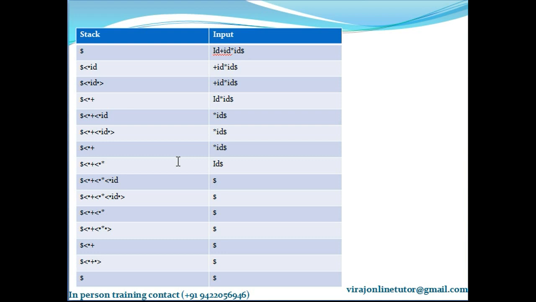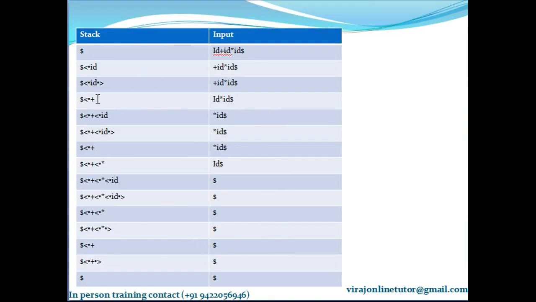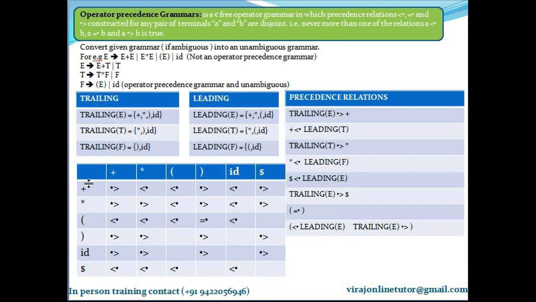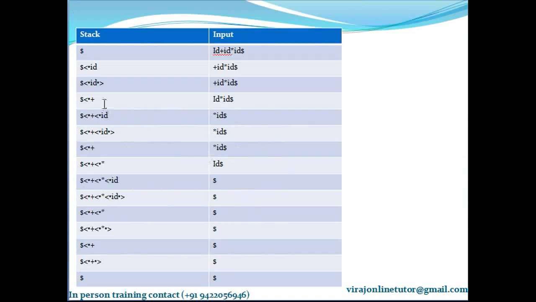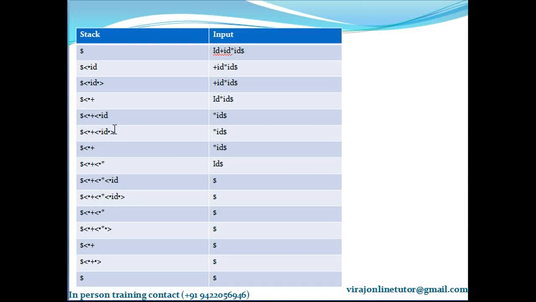What is dollar on plus? Dollar on plus is less than. That's why you place that plus on the stack. So dollar is connected to plus with less than. Okay. So what is plus on id? Plus on id is less than. So if it is less than or equal to, place it on the stack, I said, right? So plus on id is less than, so place. What is id on asterisk? id on asterisk is greater than. So keep on deleting the elements till you encounter the first less than.